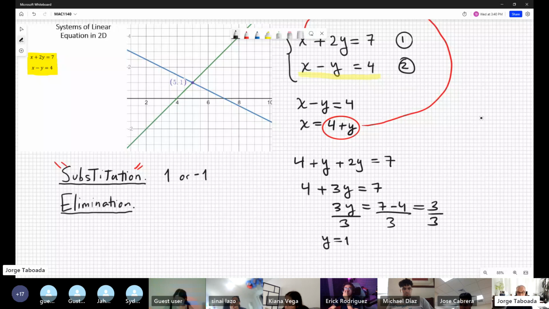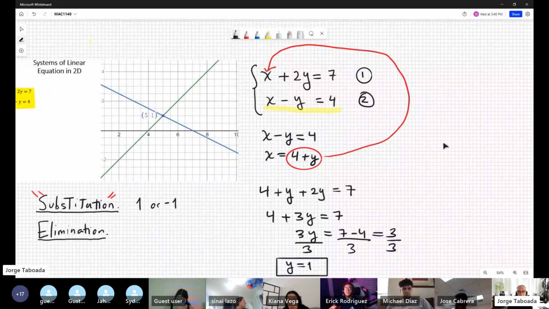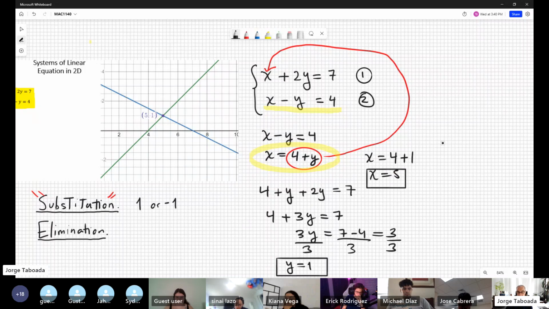Therefore, to finish that, use substitution y equal 1 in either equation, in the original equation 1, in the original equation 2, or in my opinion the best way is the equivalent in this equation, because x is isolated, waiting for me. x is equal to 4 plus 1, because I know that the value of y in the solution is 1, therefore x is 5. Therefore, the solution is the ordered pair 5, 1.